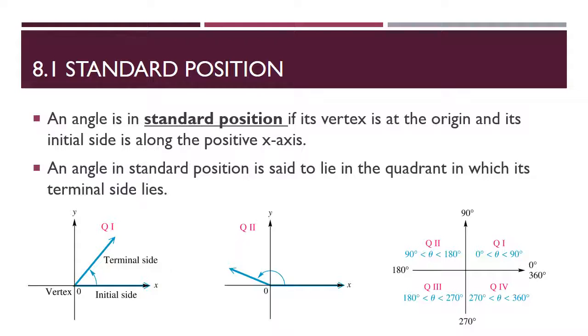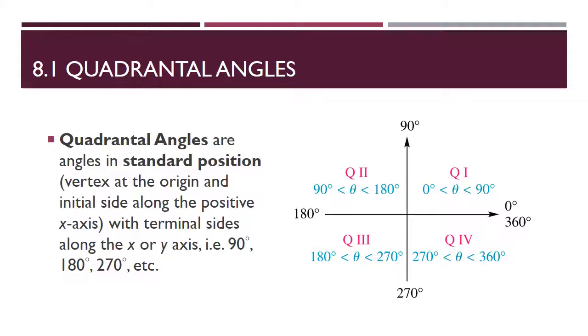And notice that the 0, 90, 180, 270, 360, those are not actually included as part of the quadrant. We'll talk about those in just a second. Now, those angles are called quadrantal angles, and they are angles that in standard position have terminal sides along the x or y axis. So again, we're talking 0, 90, 180, and 270.